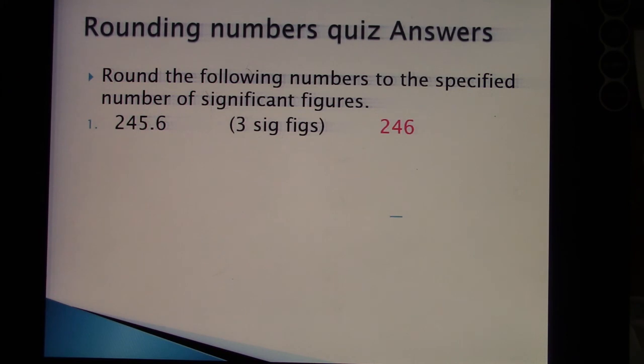Okay, so this number here, 245.6, has 4 significant digits, so 6 is higher than 5, so you round it up to 246. That one's pretty easy. How about that one? 12.501 has 5 significant digits, but I want to round it to 3. Now the rule of 5 doesn't apply because there's a 1 after the 5, so it automatically makes it higher than 5. So that's going to be 13.